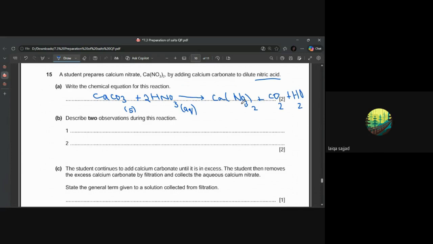So, which state symbol do we use to represent the soluble salts? Do we use aqueous or solids? This is a soluble salt, we know that, so its state symbol would be aqueous. For soluble salts, we use aqueous, and for insoluble salts, we use solids.